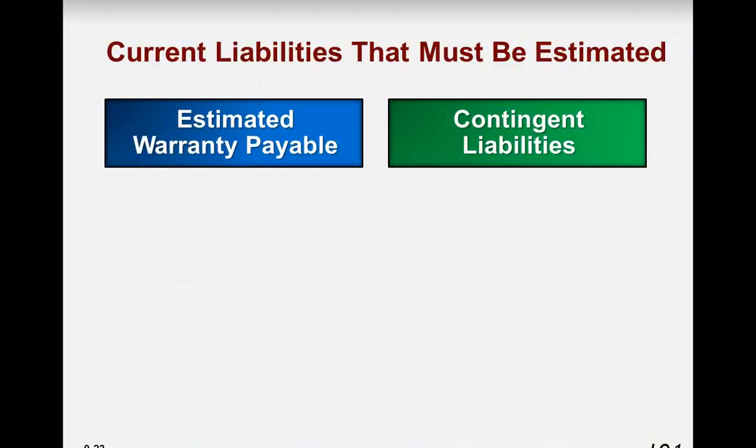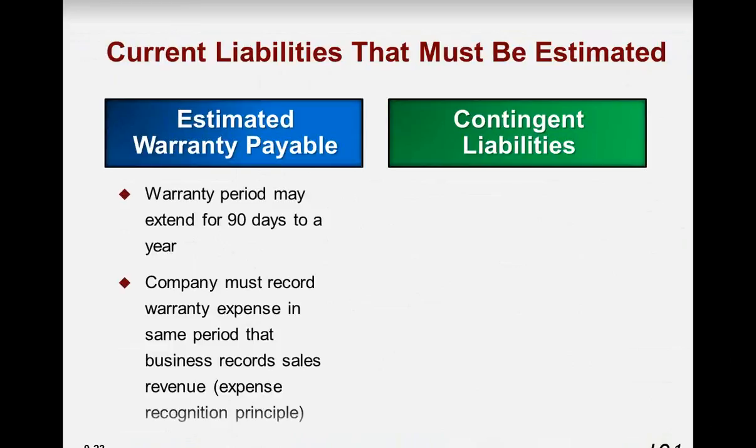We sell something that we know may need repairs, and so we sell it with a warranty. It could happen. So the estimated warranty payable is a warranty period that may extend for 90 days to a year. The company must record a warranty expense in the same period that the business records the sales revenue. That is the expense recognition principle we talked about a lot. You must record expenses in the period in which they are incurred and match them with the revenue, which makes it the matching principle.